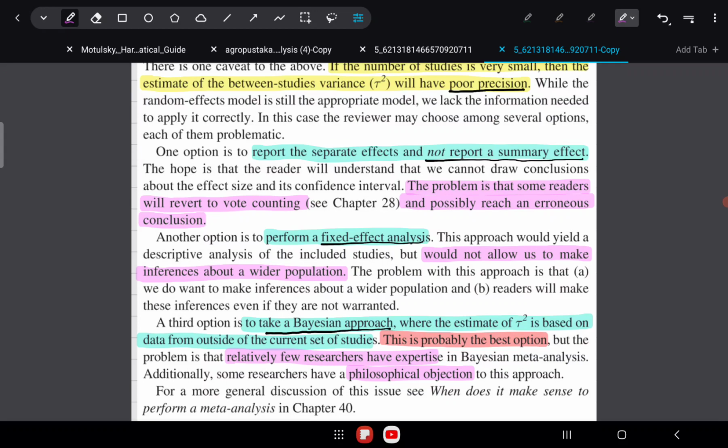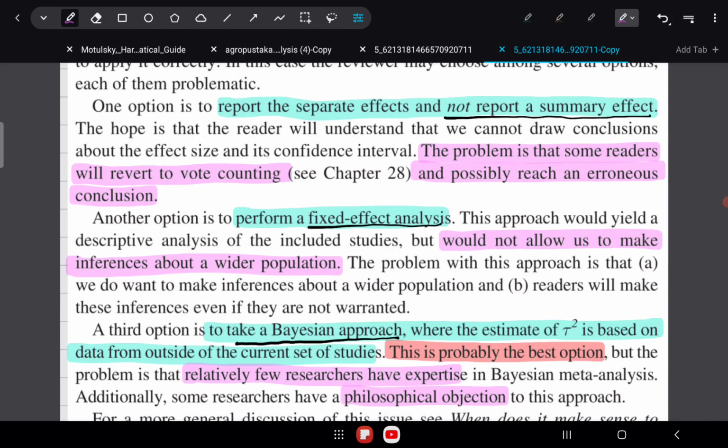Second option you have is, of course, to perform a fixed effect model, because in fixed effect model the number of studies does not contribute to the variance, right? But the problem is that we went with random effect modeling in the first place because we wanted to generalize.